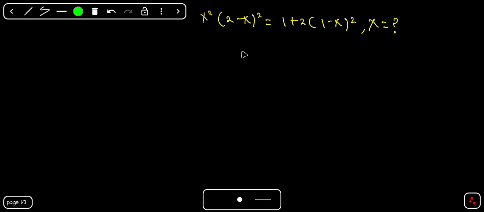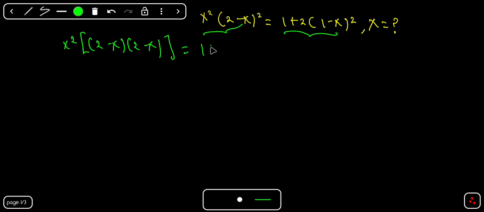Okay guys, so let's dive into the solution. So what I'm going to do now is to simplify the following expression. That will be x raised to the power of 2, then into bracket 2 minus x multiplied by 2 minus x. You can see this is having squared. Which will be equal to 1 plus 2, then into bracket 1 minus x multiplied by 1 minus x. You can see that this is also having squared.